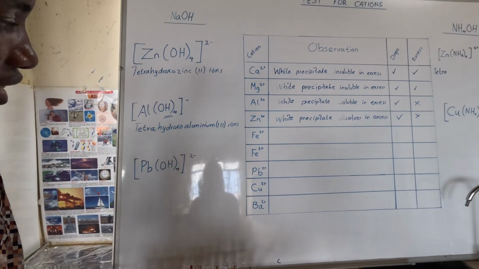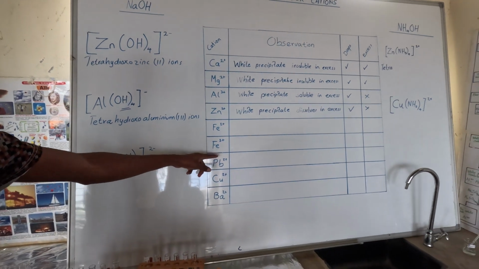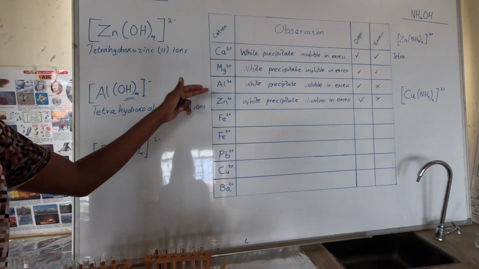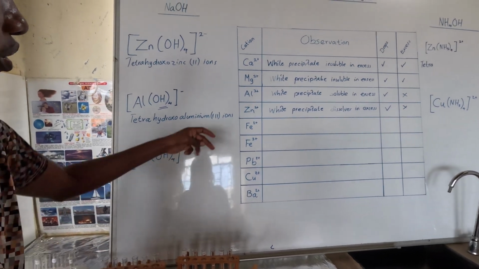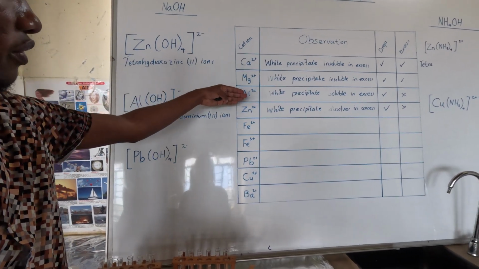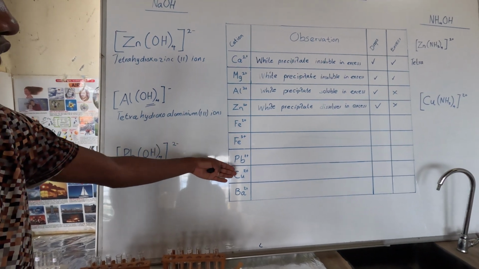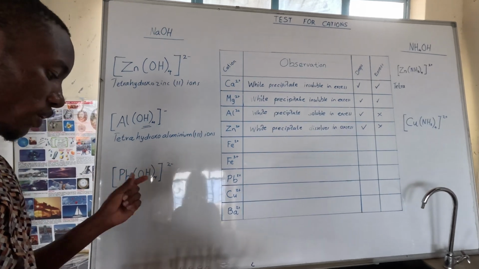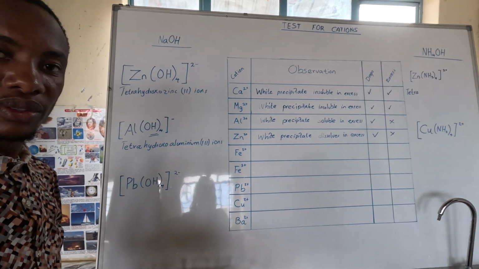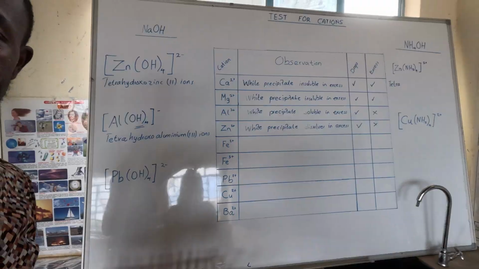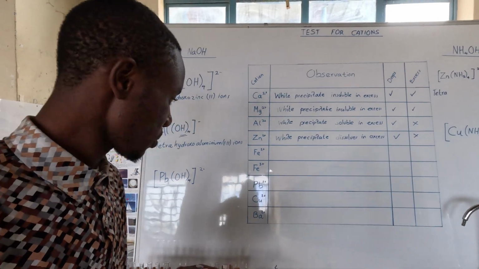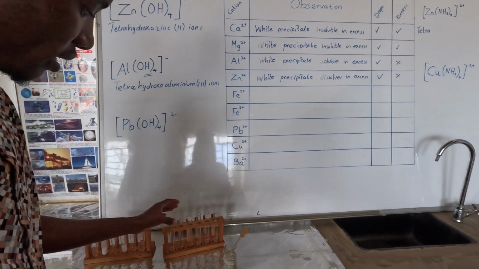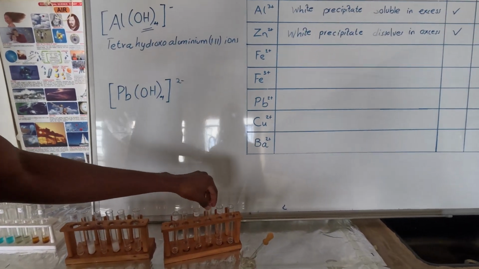Now we are proceeding to lead. I'm skipping iron because it is colored. We know iron 2, iron 3, and copper, they are colored cations. We're going to look at them, of course, and we are going to see what is going to happen. Okay, now we want us to look at lead. And here is our lead. Of course, one of them is labeled, the other one is not.